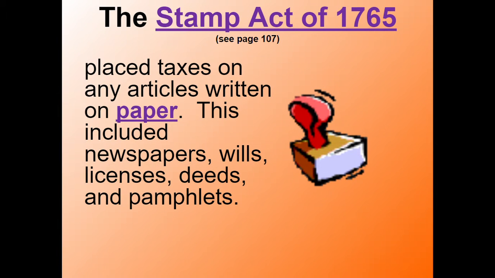This is going to cause the colonists to become upset again. Next, in 1765, you had the Stamp Act. The Stamp Act is placed on all articles that are paper. So anything like newspapers or wills or licenses or deeds and pamphlets, all of those had to have a stamp given to it. It's a wax, and then you take a mold and you pound it into the wax. If you didn't have this on your paper, then it was not lawful.